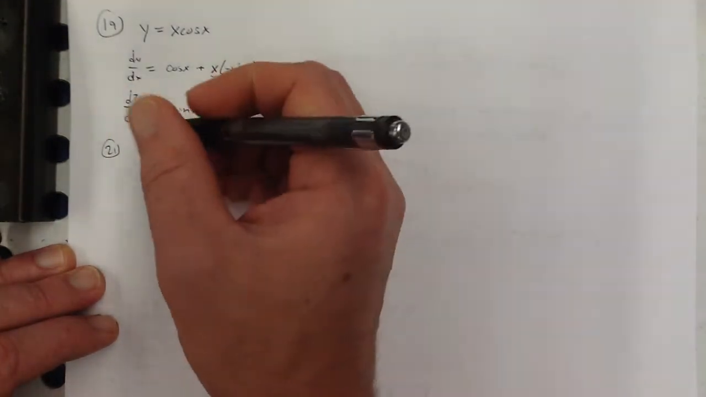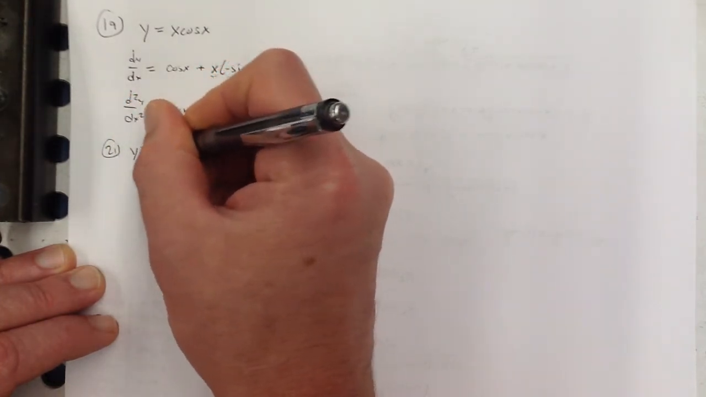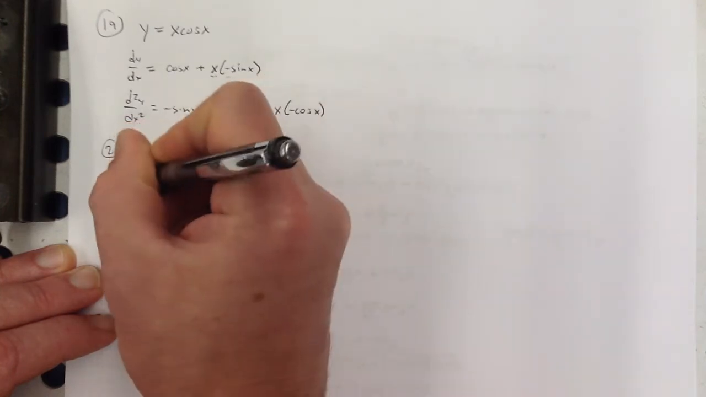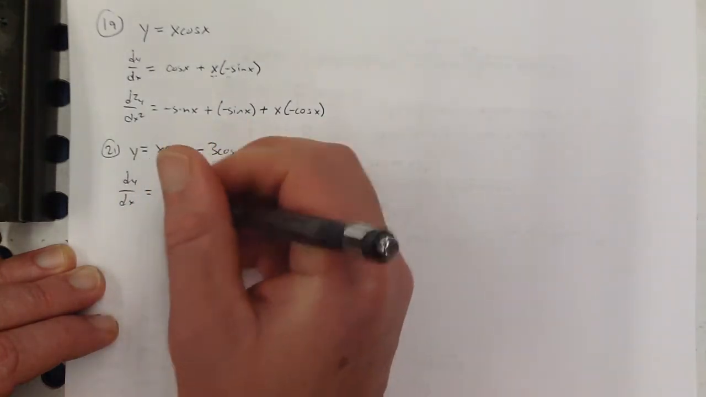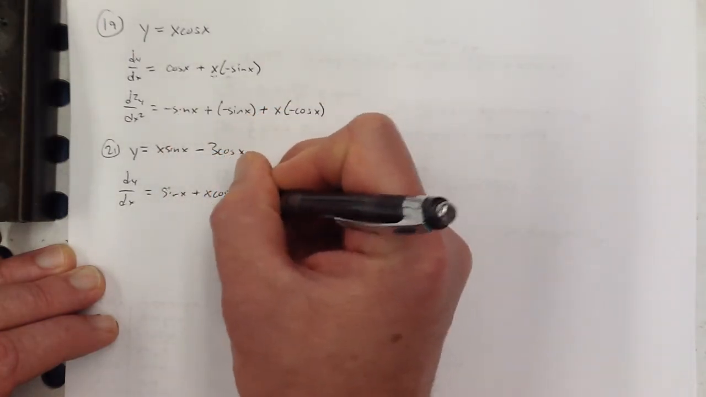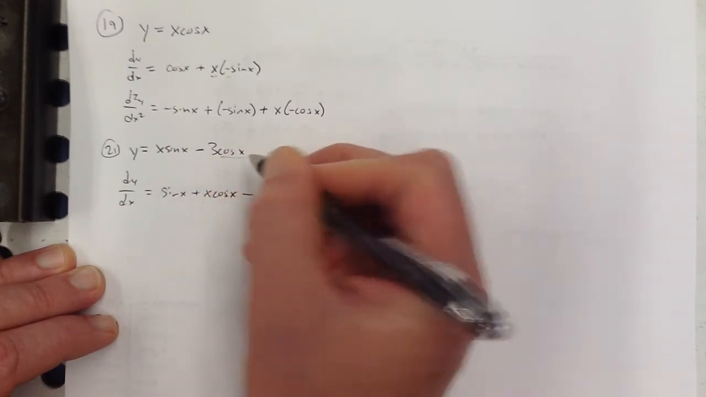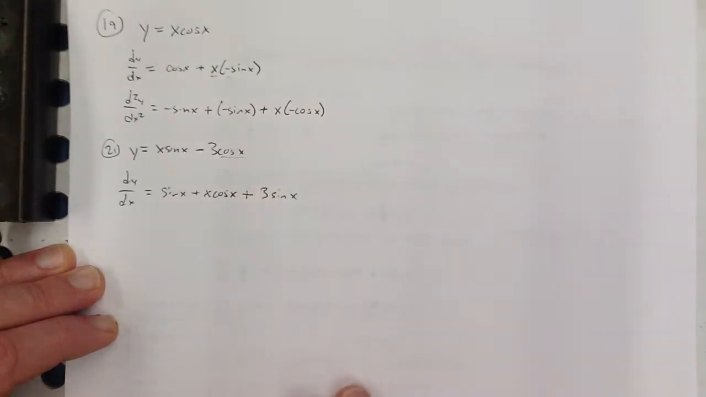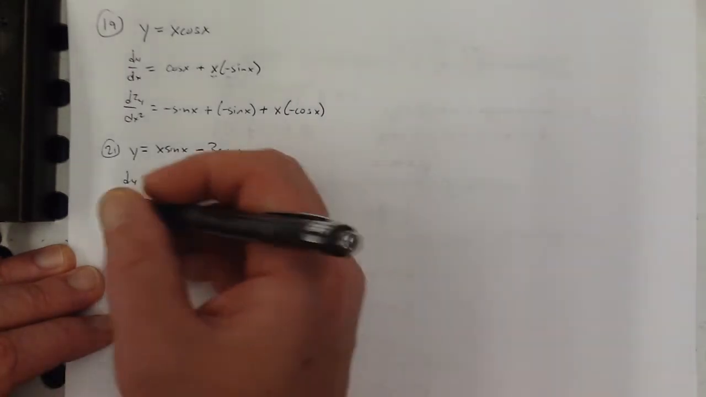Number 21. Alright, y equals x sine x minus 3 cosine x. So the derivative is product rule. Derivative of the first is 1 times the second plus the first times the derivative of the second, minus 3, derivative of cosine x is minus sine x. And then those could be put together, 4 sine x's.